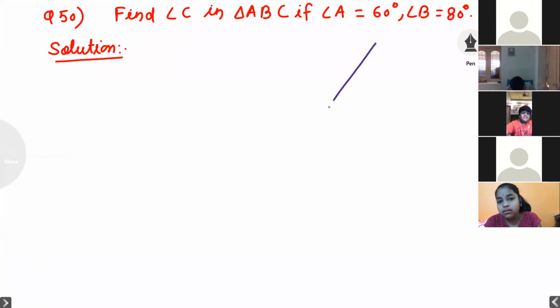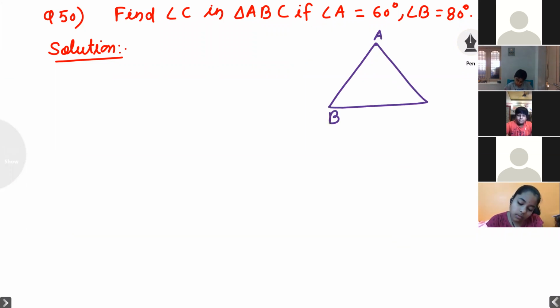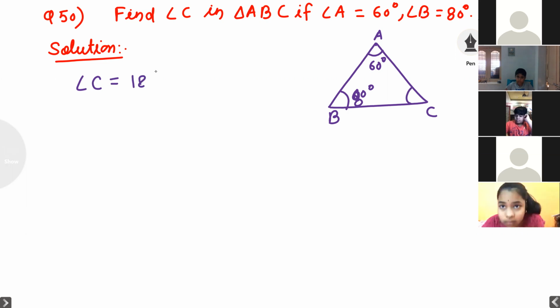Suppose this is triangle ABC. Angle A is given as 60 degrees, angle B is 80 degrees. Angle C is asked. I can write directly here: angle C is equal to 180 degrees minus the sum of the remaining two angles. 80 plus 60, 140, so angle C is equal to 40 degrees.